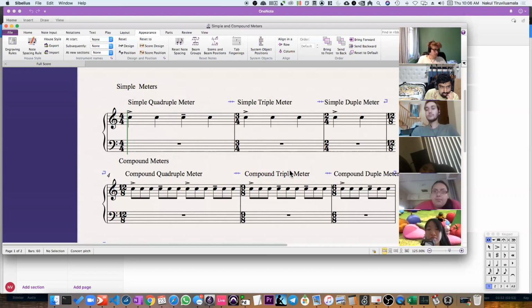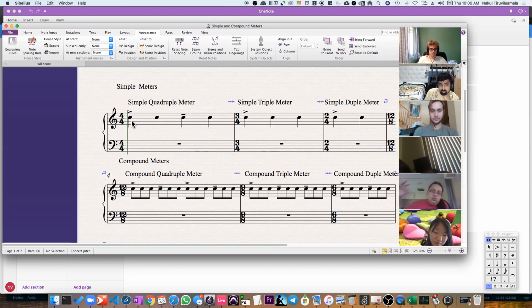Okay, so just recalling these different time signatures, in simple meters you basically have either 4 beats, 3 beats, or 2 beats per measure. And it's called quadruple or triple or duple based on how many beats there are. If there are 4 beats in the measure, it's a simple quadruple meter. If there's 3 beats, it's a simple triple meter. And if it's 2 beats, it's a simple duple meter. And you can see these accents for each of these simple meters.